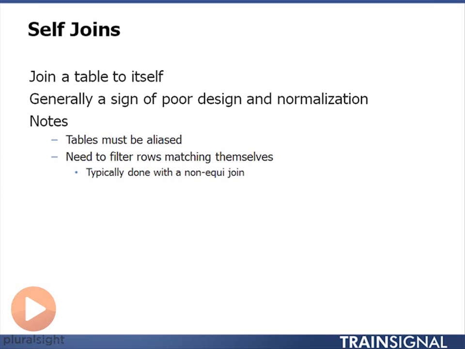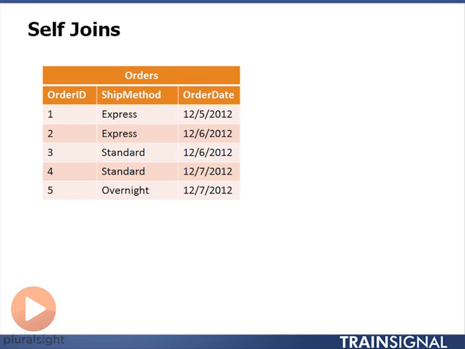The way that this is done is by utilizing what's known as a non-equijoin, which is really just a very fancy way of saying that I'm not going to use an equal sign, that I'm going to use something else, a less than, a greater than, anything else. It really doesn't matter, to make sure that we don't match on the items themselves. So for example, if we had an orders table, and we wanted to see orders that shared a common ship method, we would need to do a self-join.